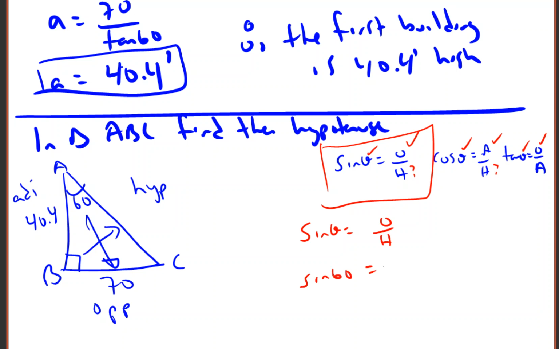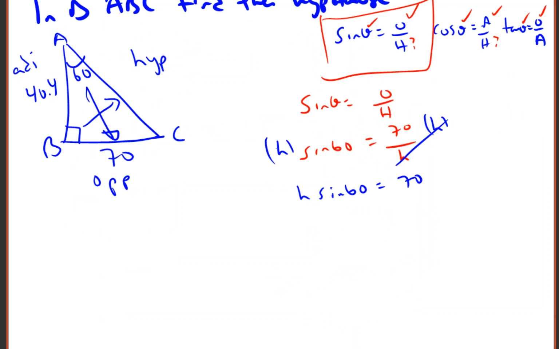Sine of 60 equals opposite is 70. Hypotenuse is unknown, so we can call it h if you like, or x if you want to. Again, it's one of those pain ones where you have to do two sets of calculations. We're going to multiply both sides by h. And we've got h sine 60 equals 70. And then we need to get h on its own. We're going to divide both sides by sine of 60.